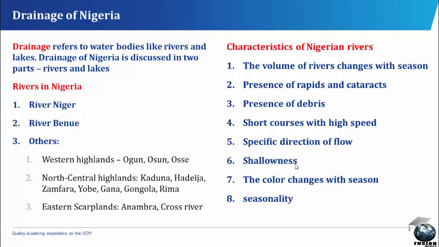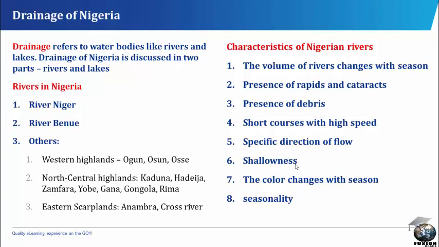Characteristics of Nigerian rivers. 1. The volume of the rivers changes with season. The volume of water increases during the rainy season and decreases during the dry season. 2. Presence of rapids and cataracts. Most rivers have rapids and cataracts which impede or disturb inland navigation. 3. Presence of debris. Most Nigerian rivers do have lots of debris like dead leaves, mud, wood, and so on.